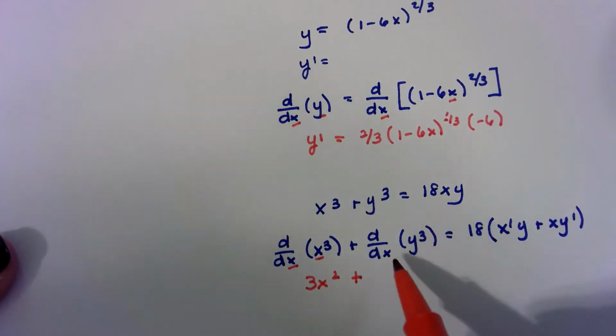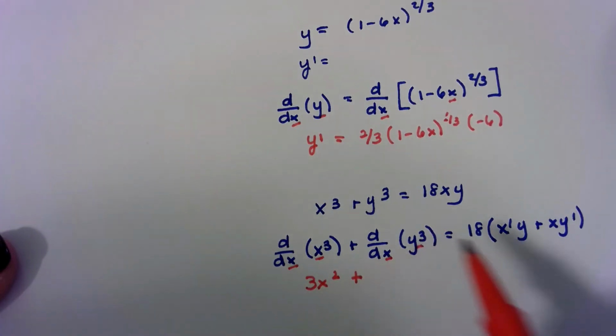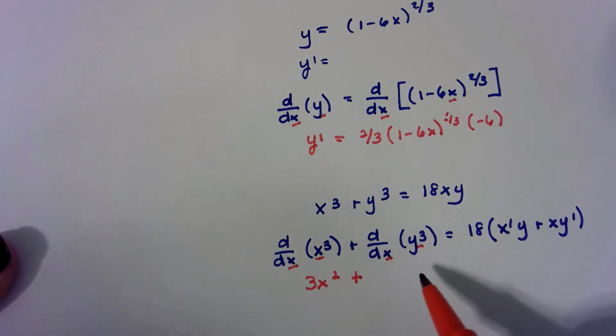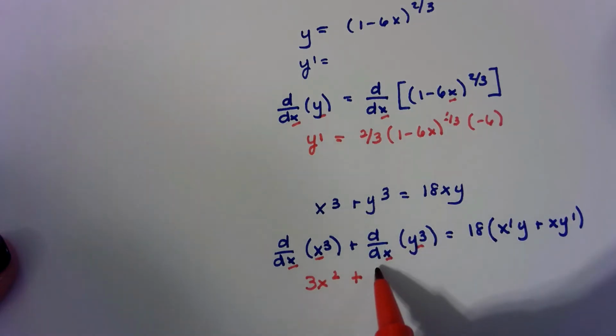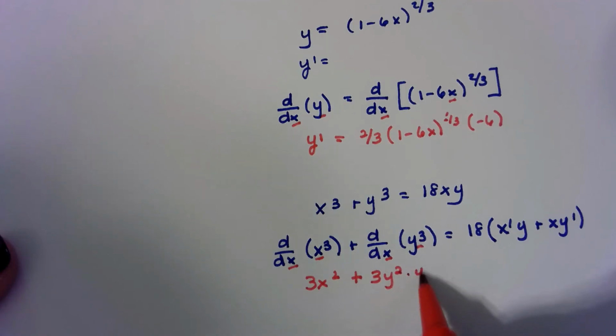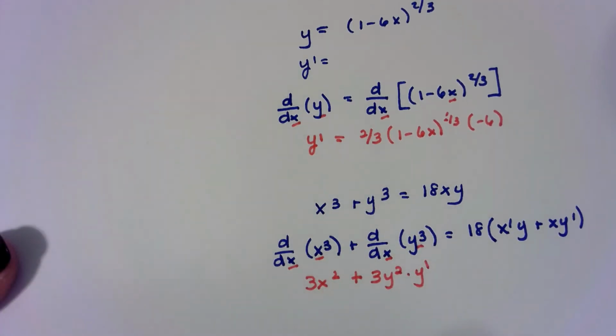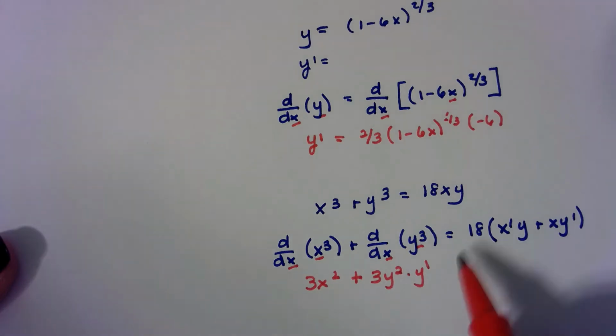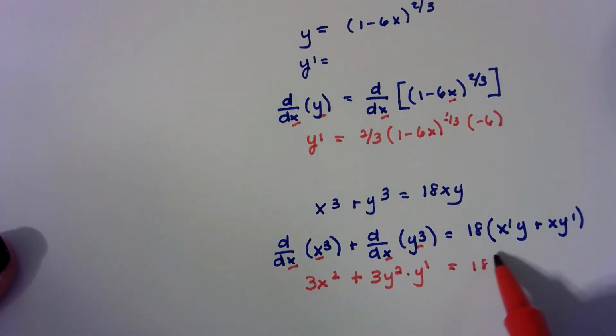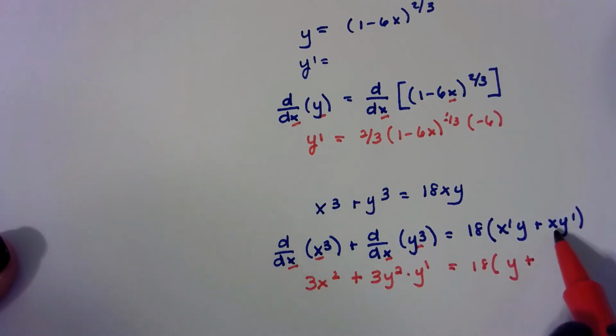Bring down the plus. Here I have a problem. This is x and this is y. So when I have a problem, when the variables don't match, I take the derivative, 3y squared, but I have to multiply it by y prime. Every single time the variables don't match. On the other side, I have 18. Derivative of x is 1 times y is y, plus x times derivative of y is y prime.